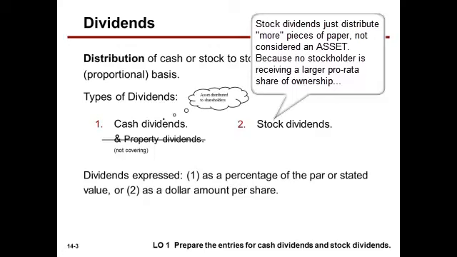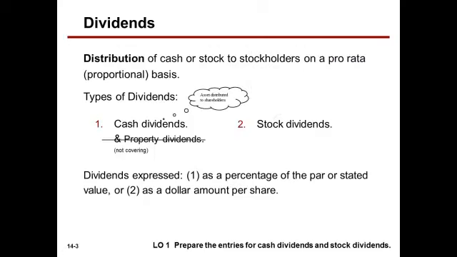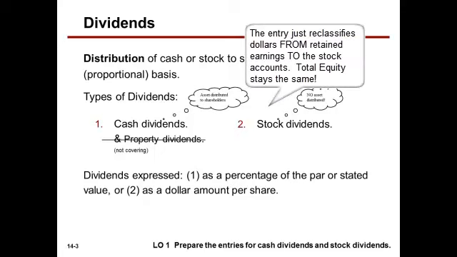In cash dividends, it's important to note that assets are actually distributed to shareholders from the corporation. In terms of stock dividends, though, no asset is distributed. We'll make a journal entry, but there's no distribution of assets from the corporation to shareholders.